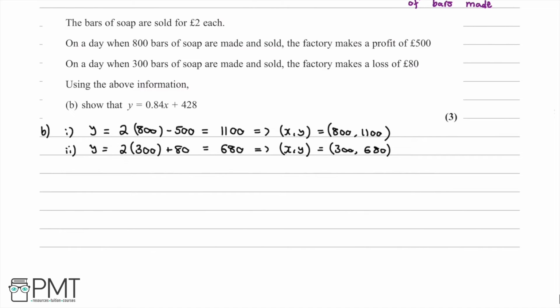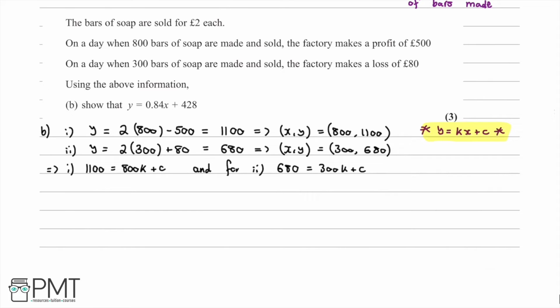So then we remember back to our original equation that we set up in part A of the question with our constants k and c. So this time for I, we're going to have 1100 is equal to 800k plus c, and for II, our second piece of information, we're going to have that 680 is equal to 300k plus c. So all we've done is substitute x and y into our equation from part A, and we'll just write this on the side here just so we remember what it was. It was y is equal to kx plus c, and that, recall, was from part A of the question.